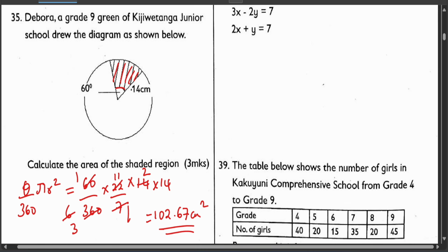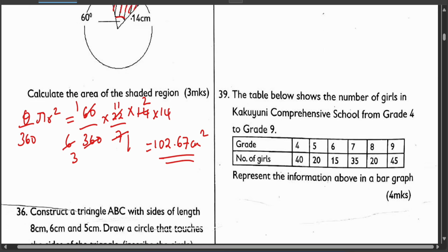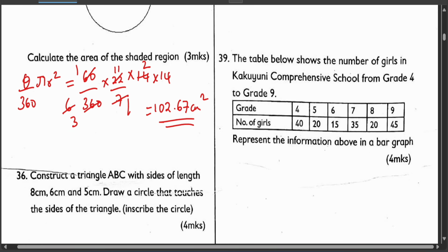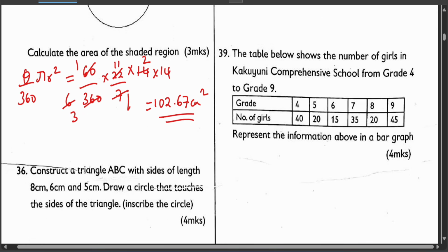Ama uweze tumia calculator yako, times 14 squared still gives you the same answer. You can opt to use 3.142 as your pi. Still it's the same. Kwa hii swali haijakuwa specific, that's why I used 22/7 as our pi.